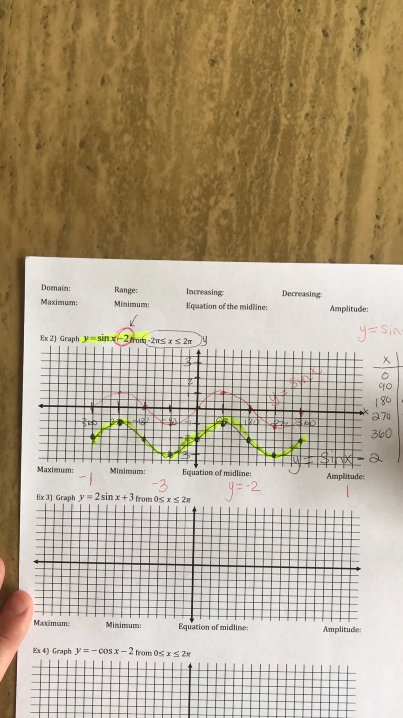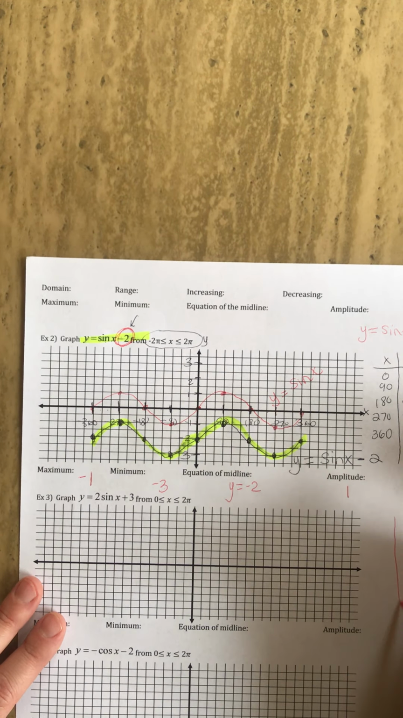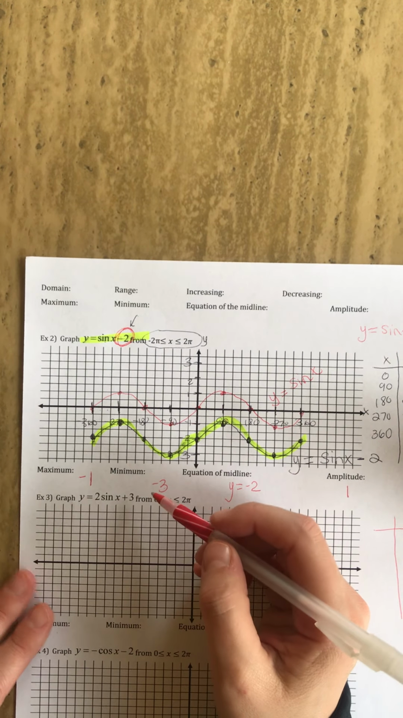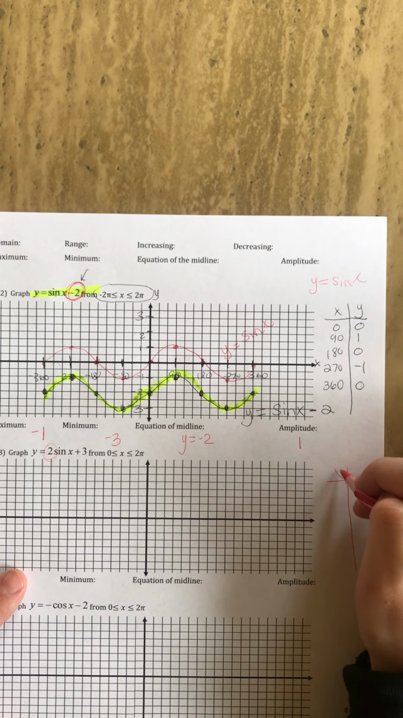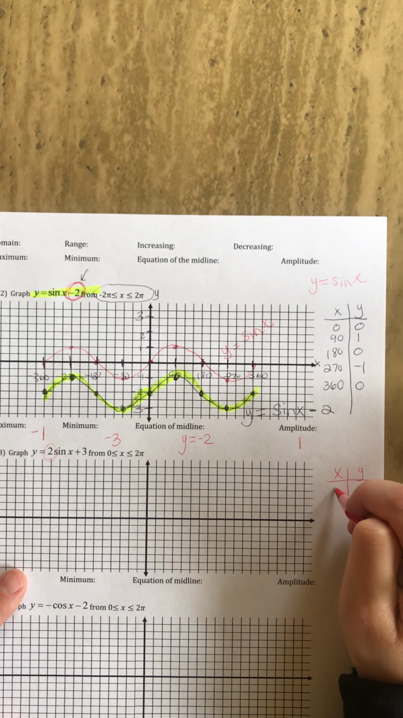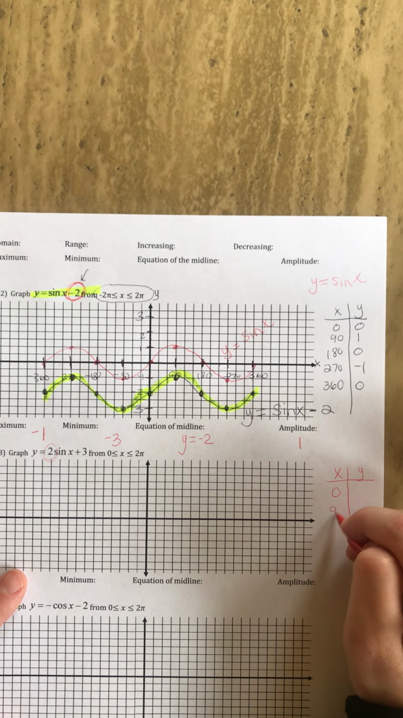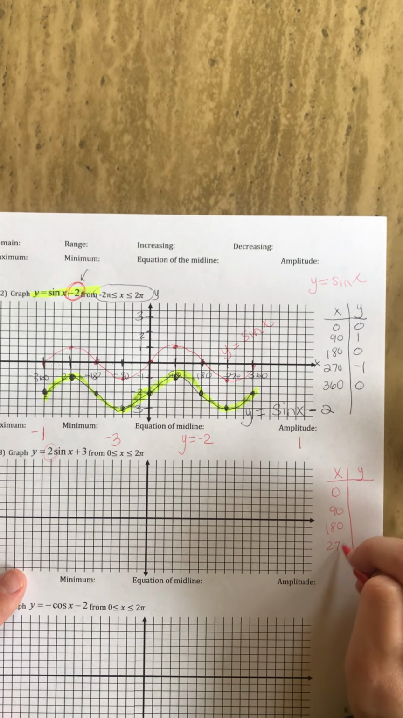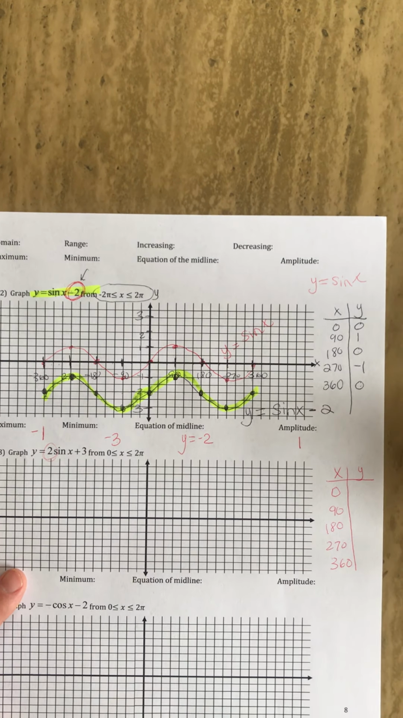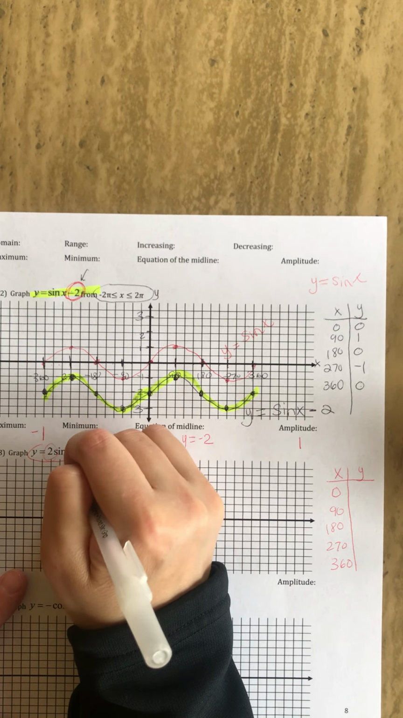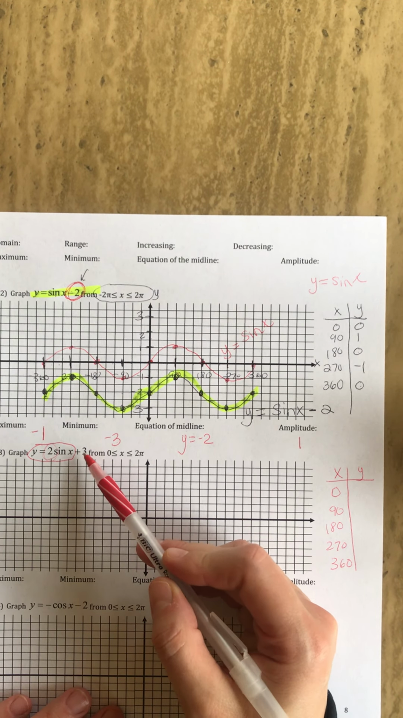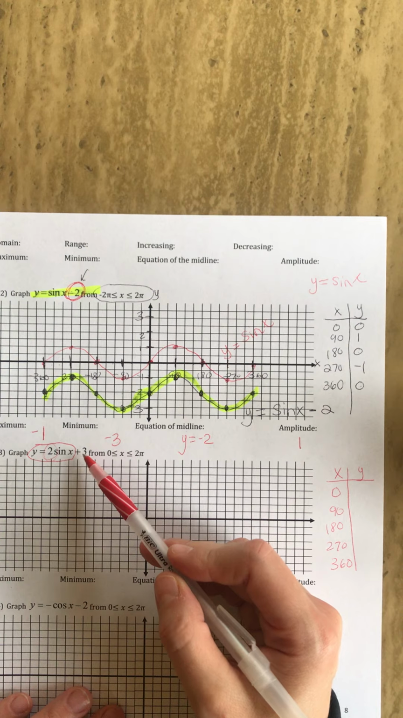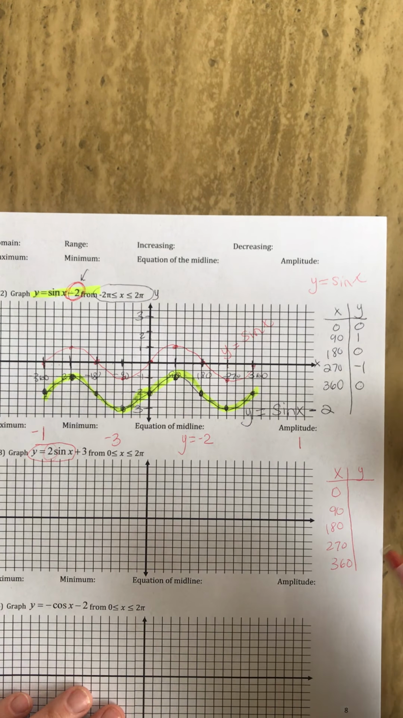Okay, we're going to go ahead and do one more. The reason I'm doing this one is because we're starting with an amplitude. So we have x and we have y. We're going to focus on our key points: 0, 90, 180, 270, 360. I'm just going to focus on y equals 2 sine x, and then I have to move every point up 3, the vertical shift. I'm going to be moving those points up 3 units.